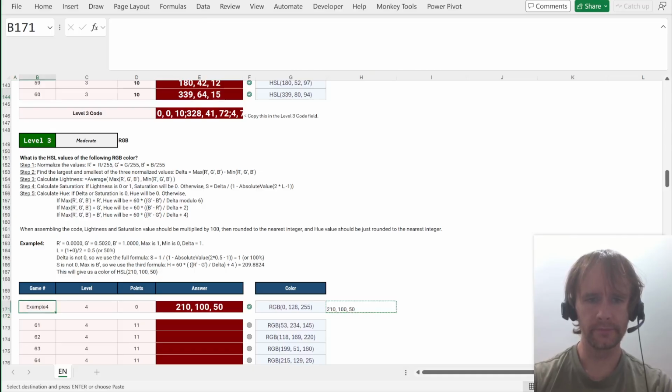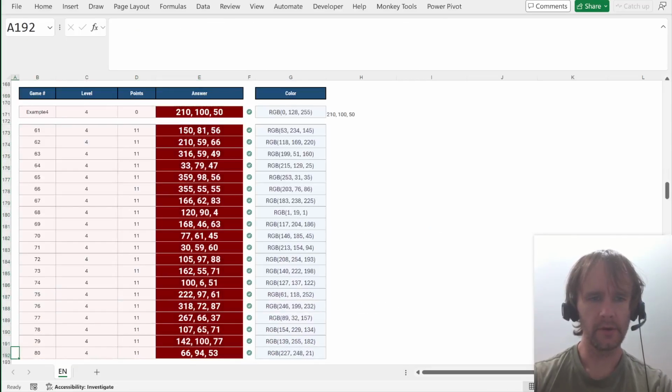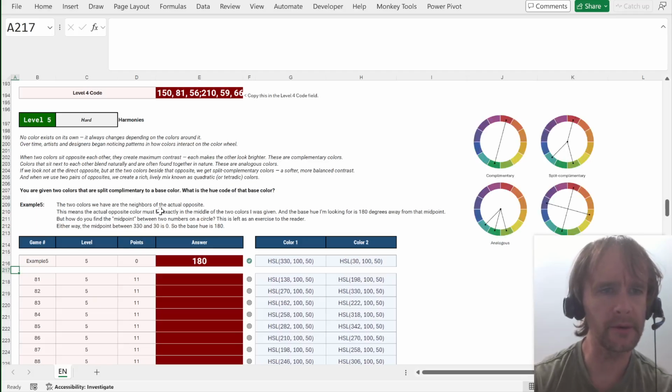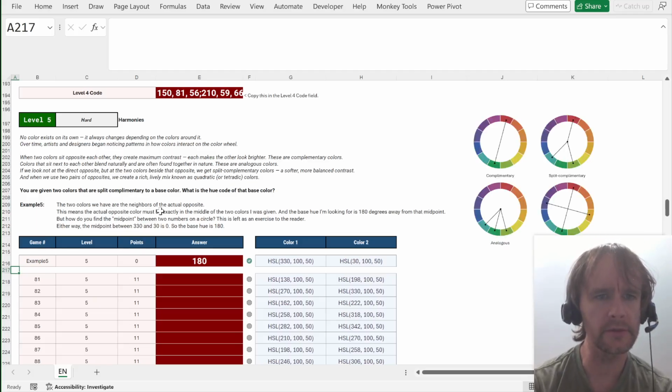That qualified as moderate. Good to know. Okay, level 5, harmonies. No color exists on its own. It always changes depending on the colors around it. Over time, artists and designers began noticing patterns in how colors interact in the color wheel. When two colors sit opposite each other, they create maximum contrast. Complementary, sit next to each other, they blend. They're analogous. We look not at the direct opposite, but at the two colors beside that opposite. We get split complementary colors, a softer, more balanced contrast.